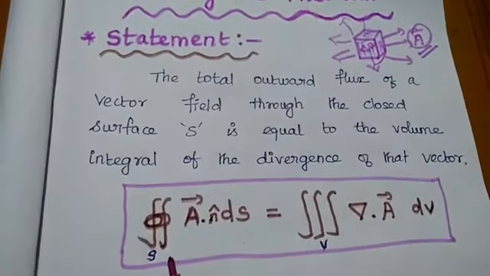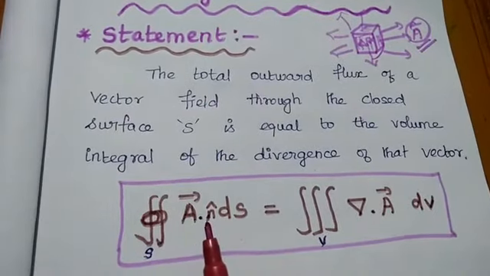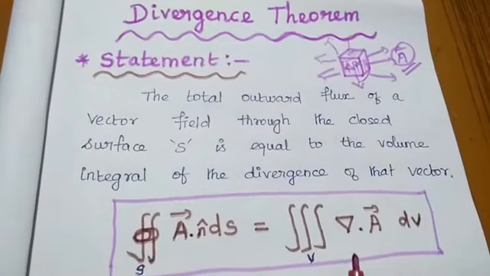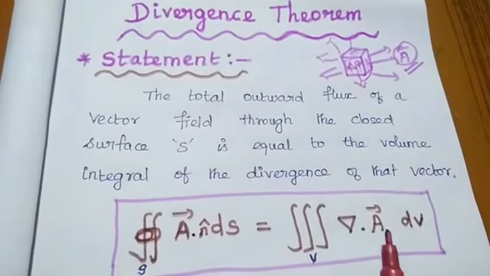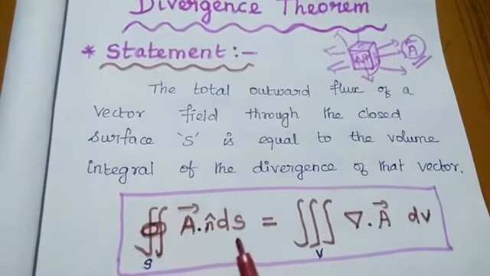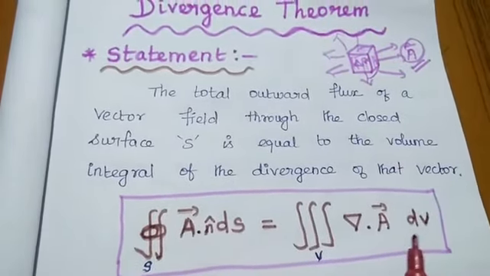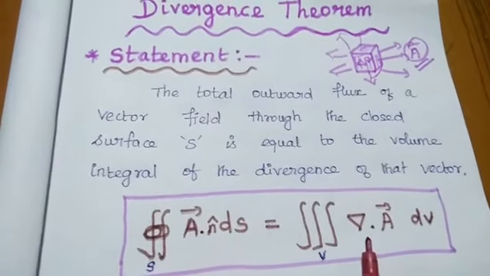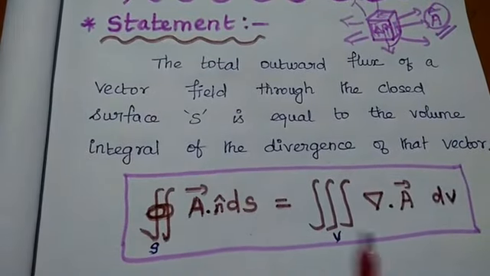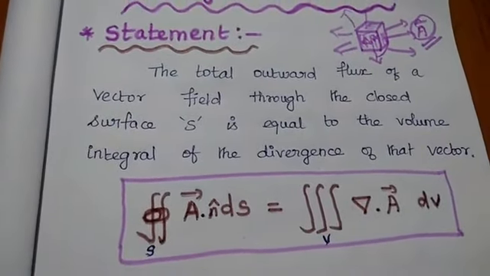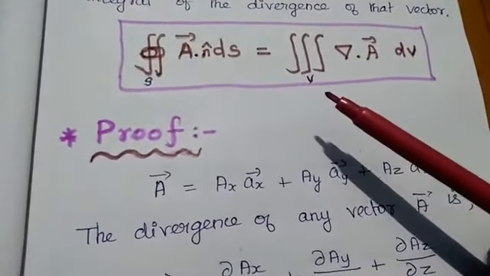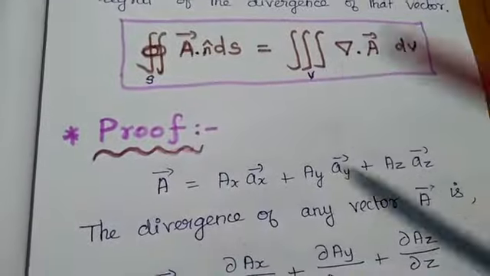So we can mention it like this. The surface integral of the normal component of the A vector is equal to the volume integral of the divergence of that vector. Both are equal. The same surface integral can be written in terms of volume by using the divergence concept. So the divergence theorem relates the surface integral and the volume integral. Next we are going to prove the concept. How can we obtain the surface integral out of this volume integral?